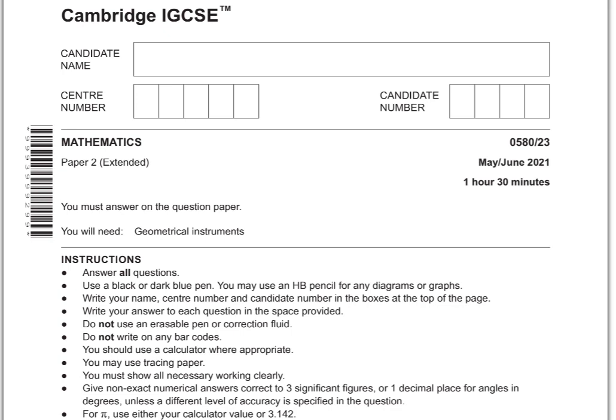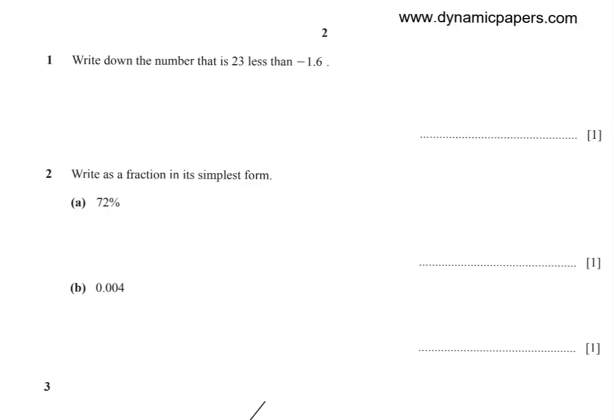In this video I'm going to solve IGCSE Mathematics Paper 2, May June 2021, Variant 3. Number 1, write down the number that is 23 less than negative 1.6. How to find this number? Negative 1.6 minus 23 equals negative 24.6.